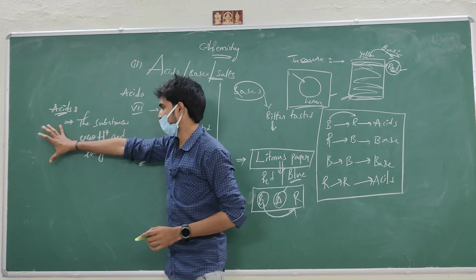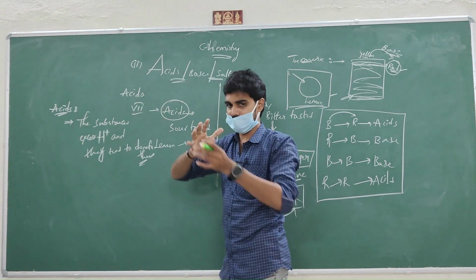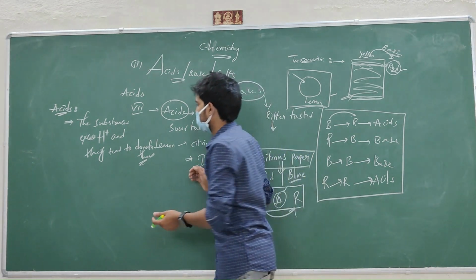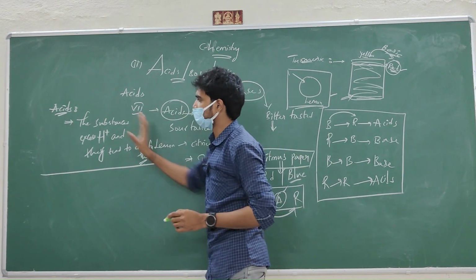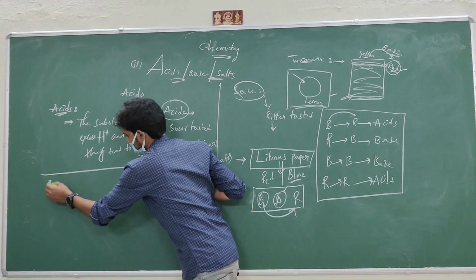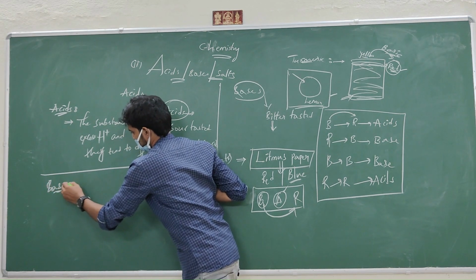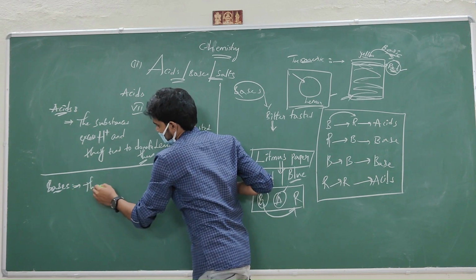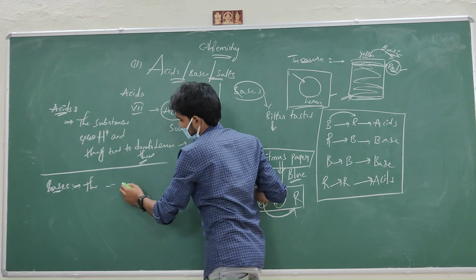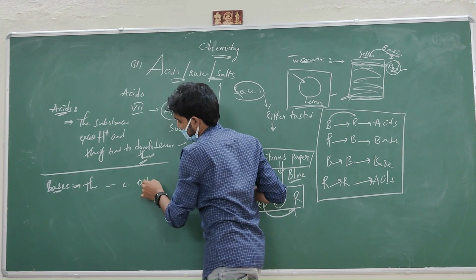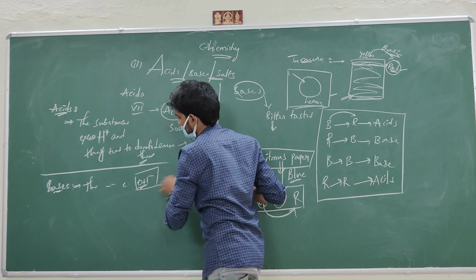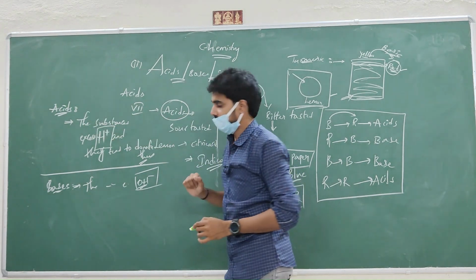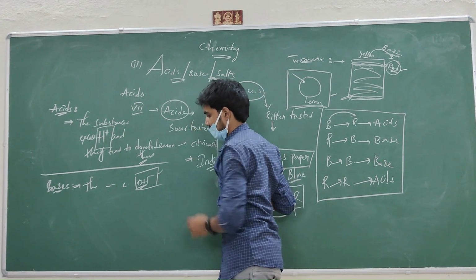Coming to the acids, the substances which have excess of H plus ions tend to donate them. So those substances we'll call acids. Coming to the bases, the same definition goes for bases also, but a little bit different thing happens. The substances which have excess of OH minus ions. You need to remember these two slightly different concepts. Acids contain excess of H plus ions and bases contain excess of OH minus ions.